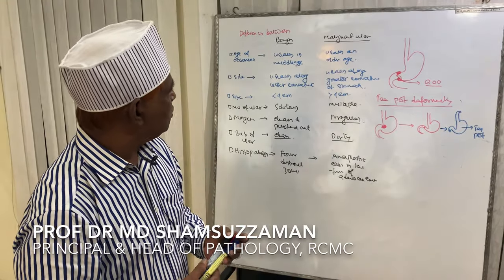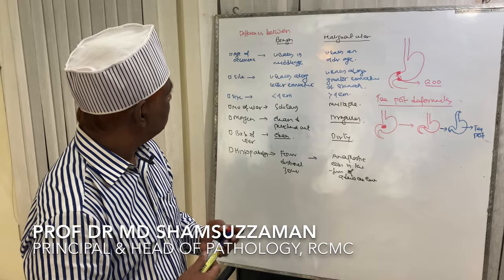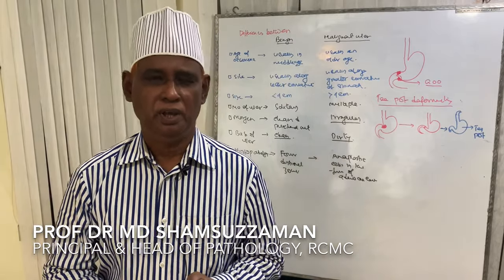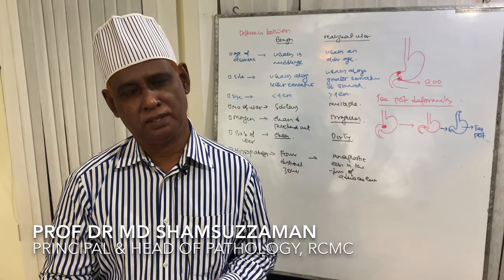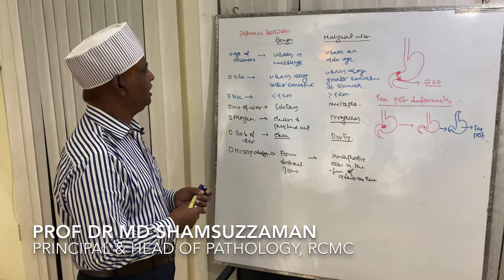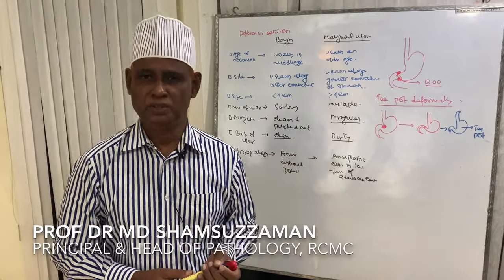Dear audience, I have told you the morphology of the gastric ulcer, gross examination and histopathological findings, and I have told you what are the complications of gastric ulcer. Lastly, I have told you differences between benign and malignant gastric ulcers. Thanks all.